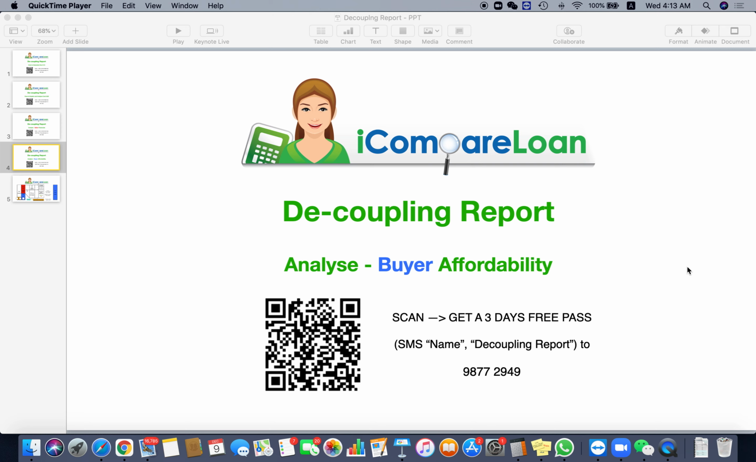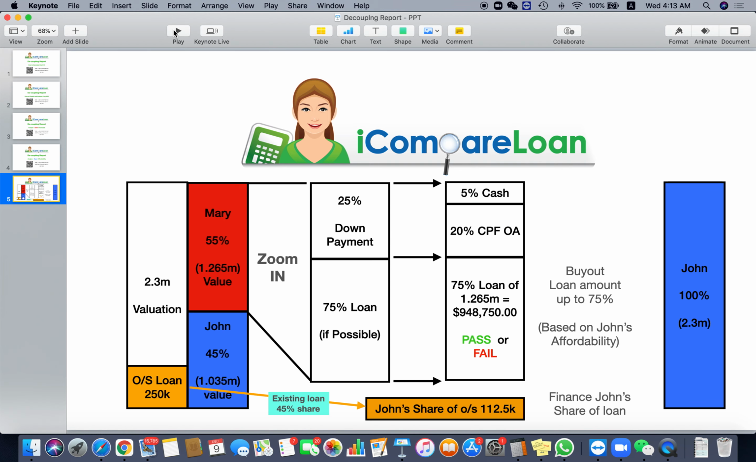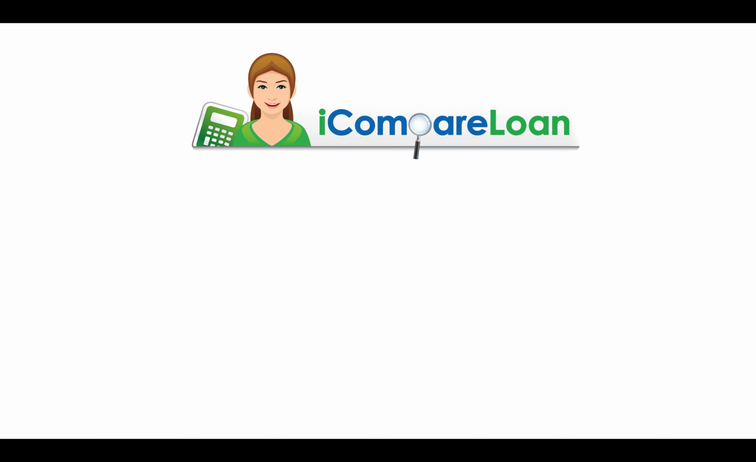Welcome back. Earlier we did the seller financials for the decoupling report. Right now what we can do is analyze the buyer affordability. How do we do that? I'll explain a little bit how this portion is analyzed.